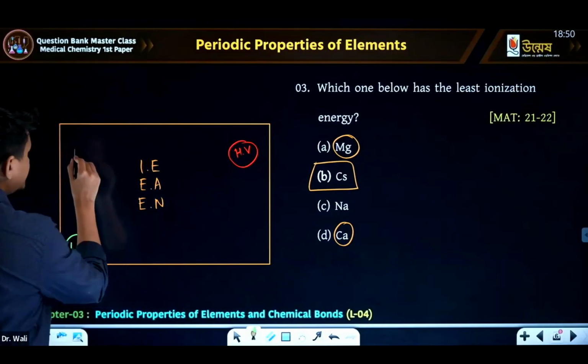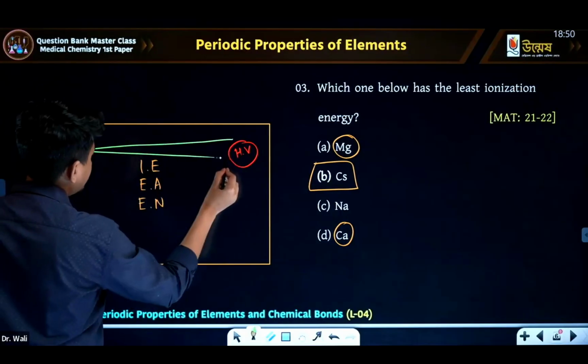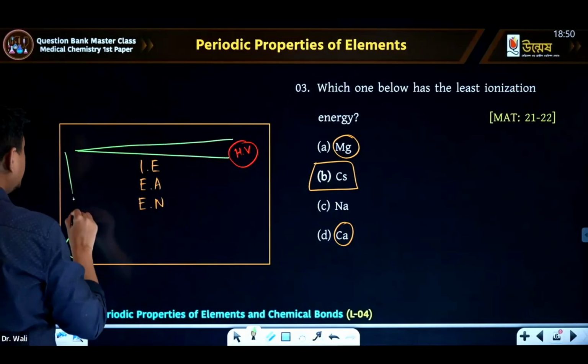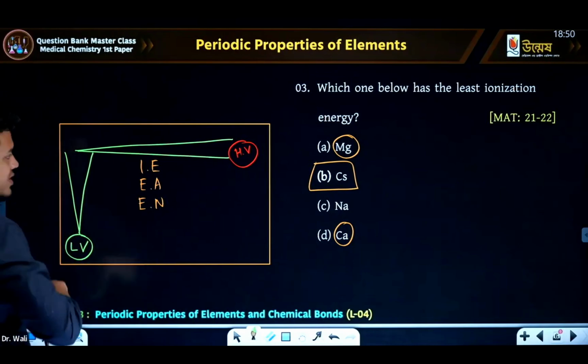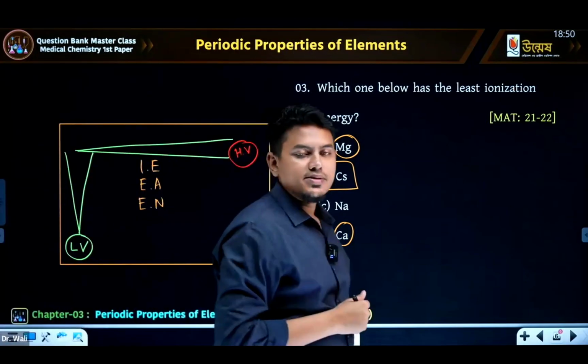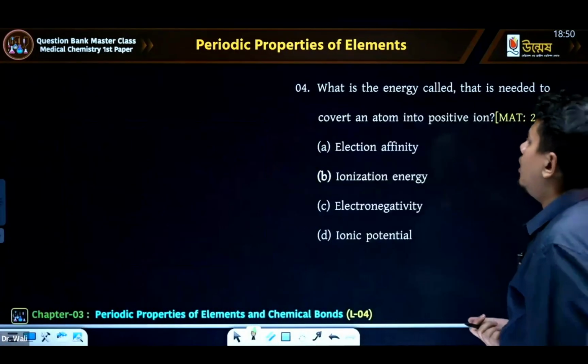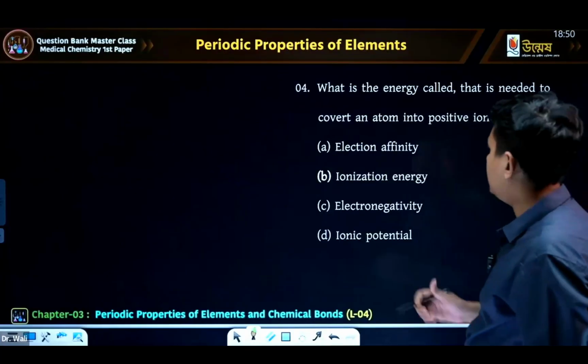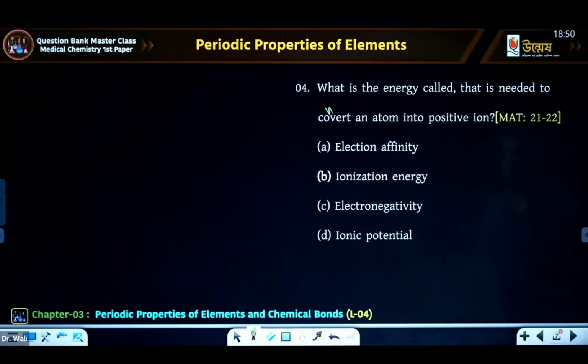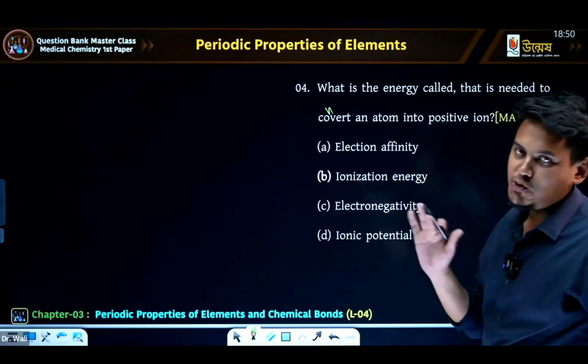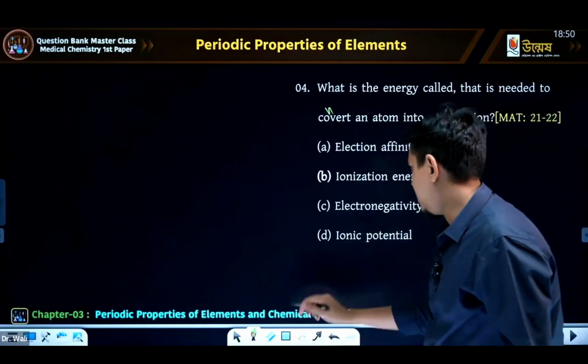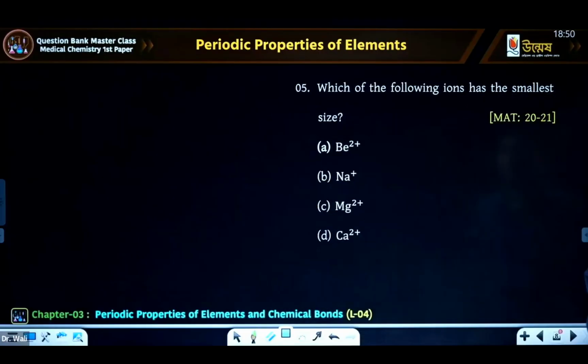Okay, the trend follows like this: from left to right it increases, from top to bottom it decreases. Okay, this is the trend. So if I can remember this trend, we can easily answer the question. What is the energy called that is needed to convert an atom into a positive ion? Positive ion means electronegativity? No. Electron affinity? No. It is ionization energy. The answer is D.